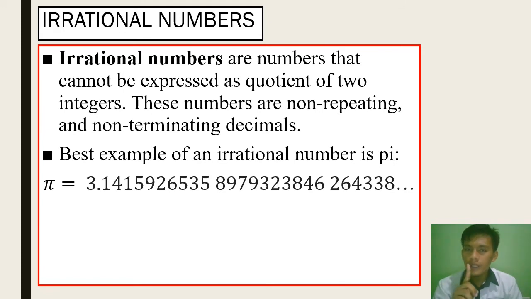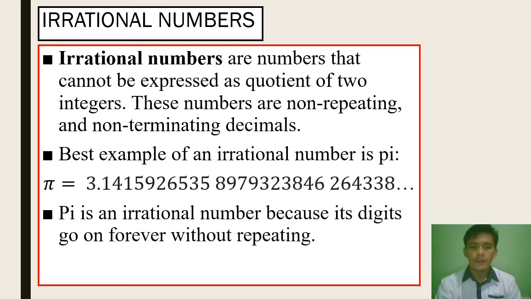When we say non-repeating, I will just have a review for that. Non-repeating means that the digits found in a decimal number are not repeated. When we say non-terminating decimals, the decimal has no end. Pi is an irrational number because its digits go on forever without repeating.